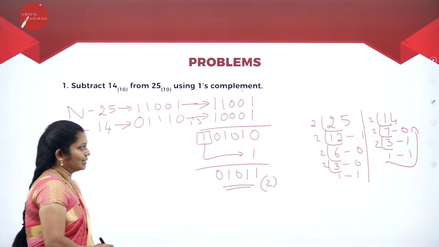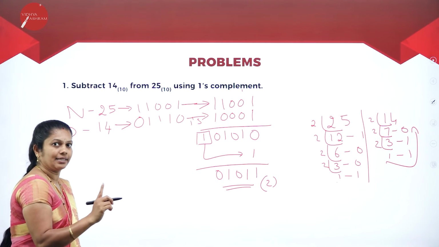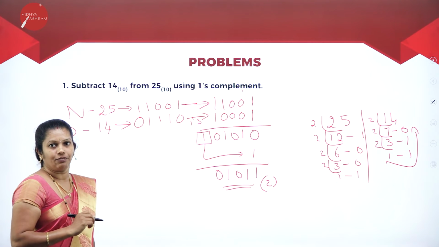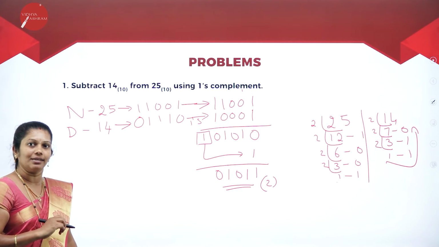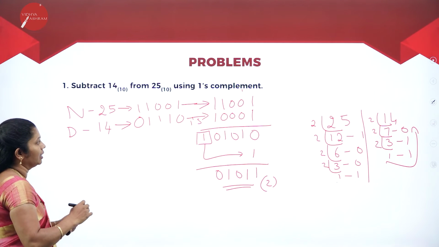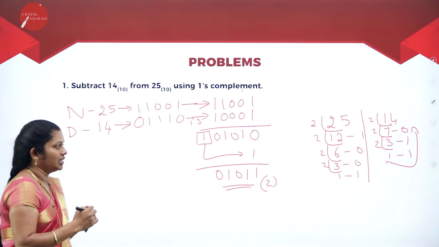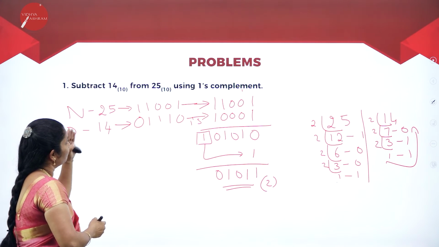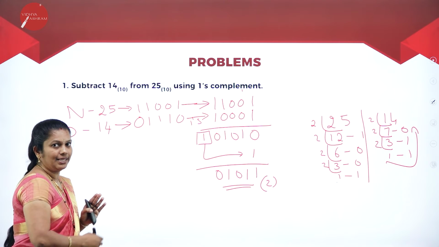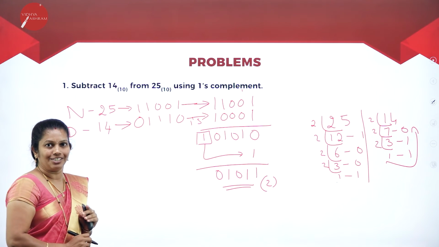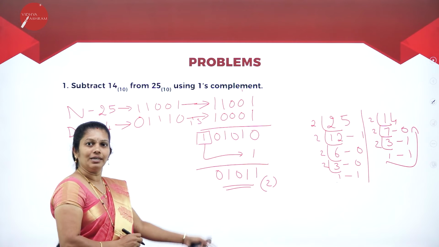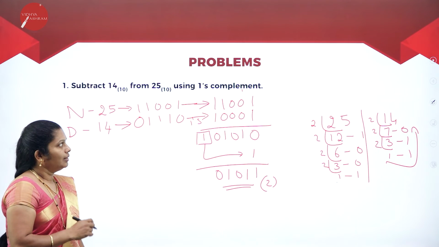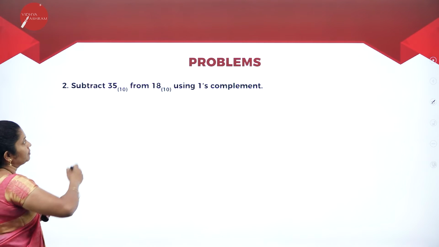To get the final result, we have to add that extra carry to the least significant bit position. If you observe here, how do you identify whether the result you get is right or wrong? Just observe 25 minus 14, how much we are getting. Then find the equivalent binary value. Then we are able to identify the result. Now, is it clear? Next we'll explain with one more problem.